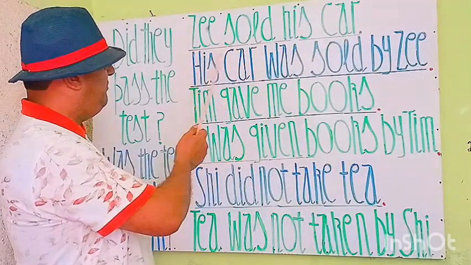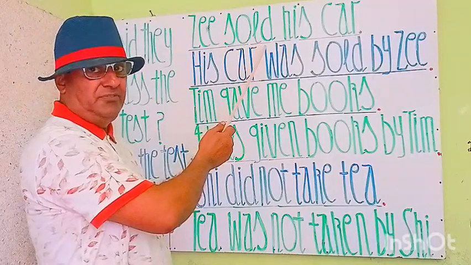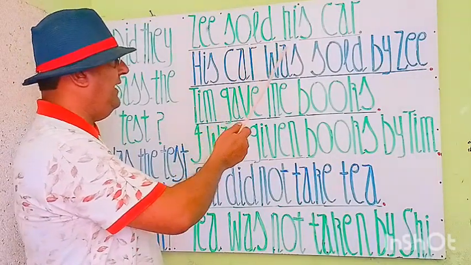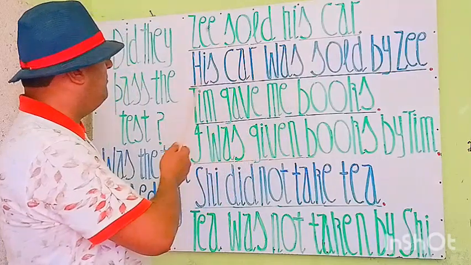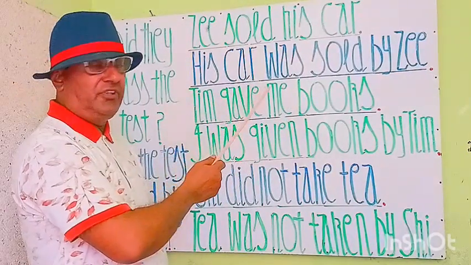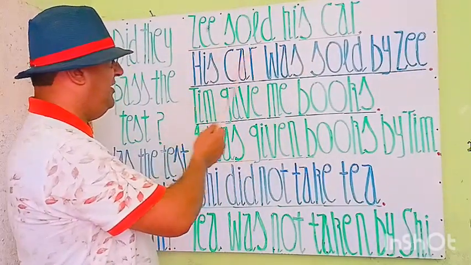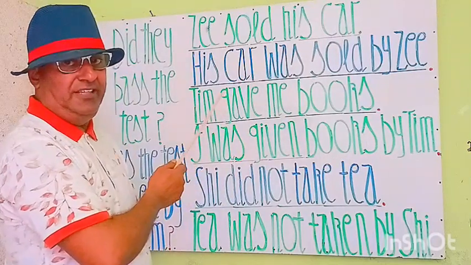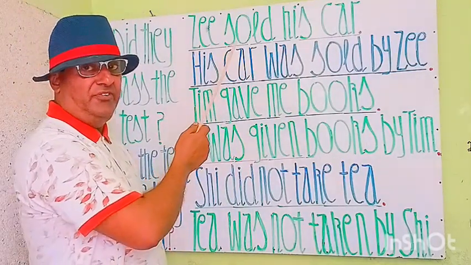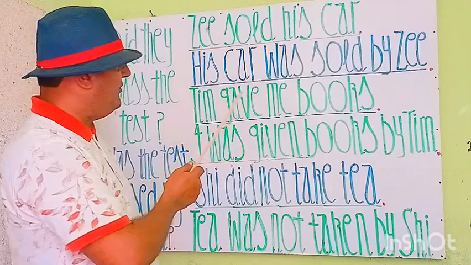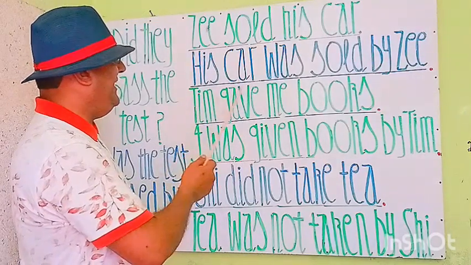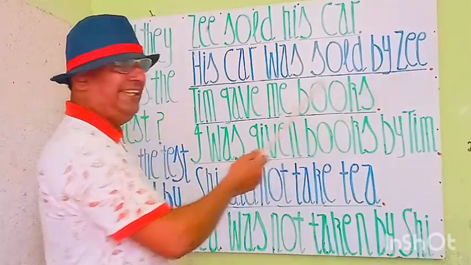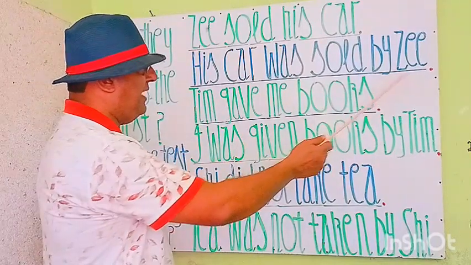You see the subject. Sold is a past verb form of sell and his car is an object. By rules of voice, subject and object will replace each other when we convert this active to passive. So here see the passive statement. His car was sold by Z.